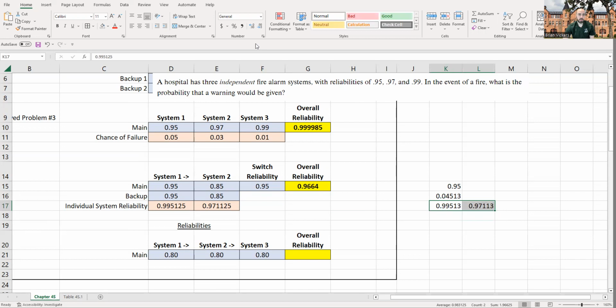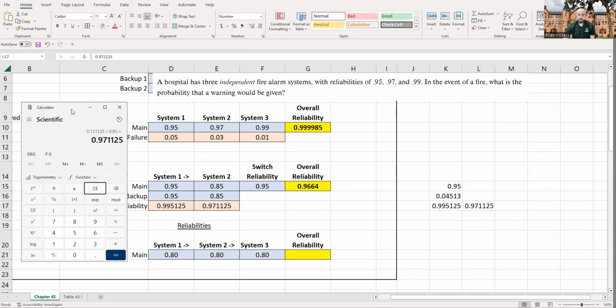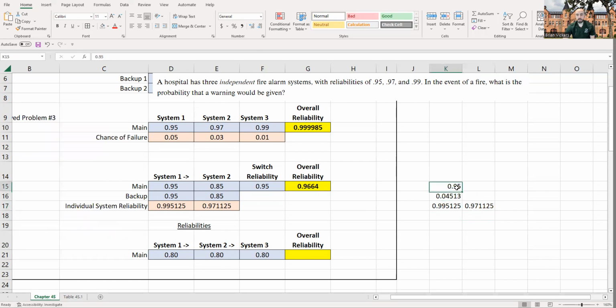All right. So now I can multiply those two numbers together. So 0.995125 times 0.971125. I get 96.64, rounding up, reliability of the system. That's how I do that by hand.